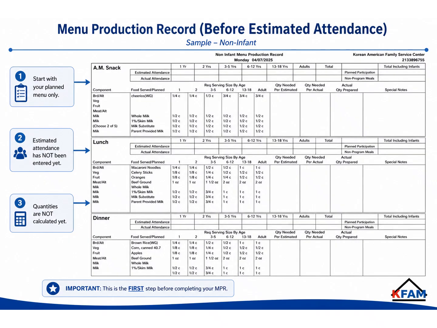Step 3. Quantities are not calculated yet. The quantity needed and quantity prepared sections will be completed later after attendance numbers are entered. The sample shown includes meal sections for AM snack, lunch, and dinner, along with required serving sizes by age group. This is an important first step before completing the full menu production record. Accurate menu planning helps ensure meals meet CCFP meal pattern requirements and supports proper documentation for reimbursement.